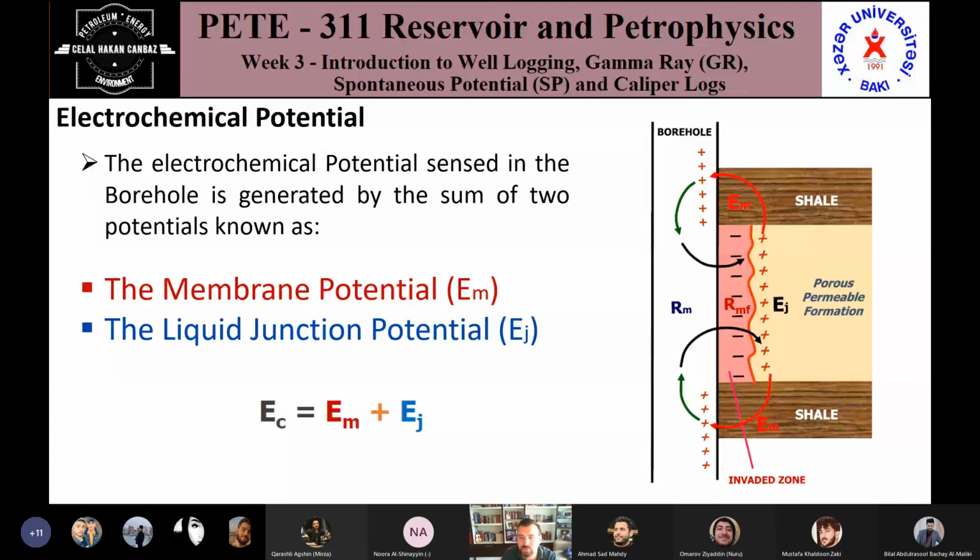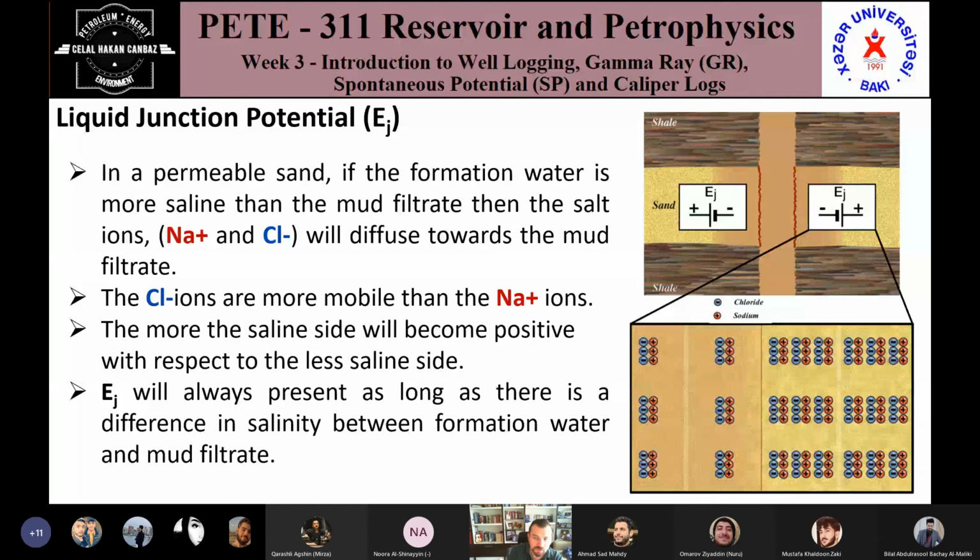So what about the liquid junction potential? Let's talk about liquid junction potential. Actually, at the edge of the invaded zone, where the mud filtrate and the formation water are in direct contact, sodium and chloride ions can move freely from one solution to the other because there is a direct contact, right?